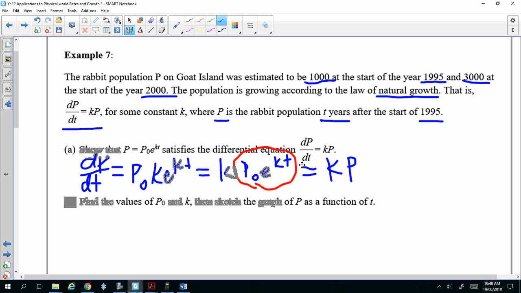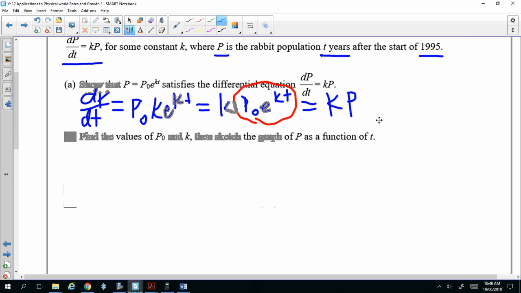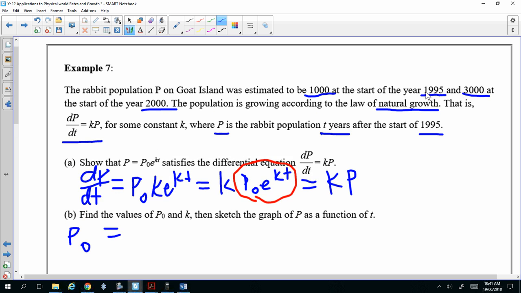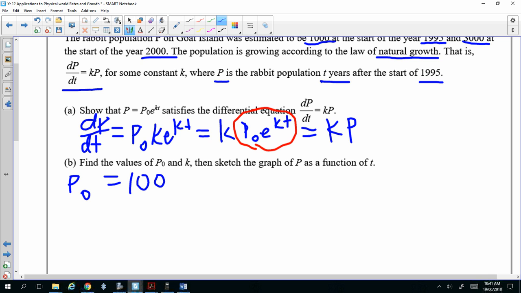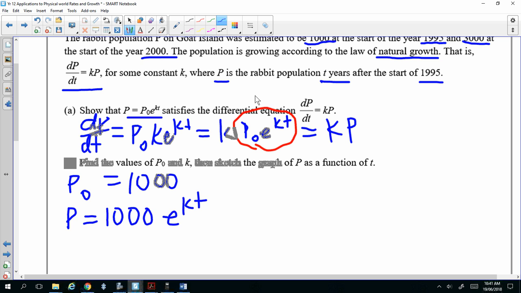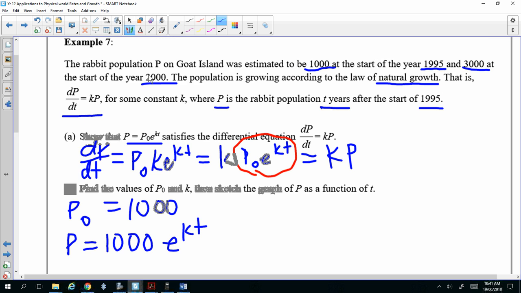After you do the steps, you have to find the value of P0 and k and sketch the graph of P against t. To find P0, remember P0 is the initial quantity, so P0 is the number of rabbits in 1995, which is 1,000. So write 1,000 as P0. Once you do that, you write P equal to 1,000 e to the power of kt. That's your formula. And to find k, use the second bit of information. In 2000, the number of rabbits is 3,000.